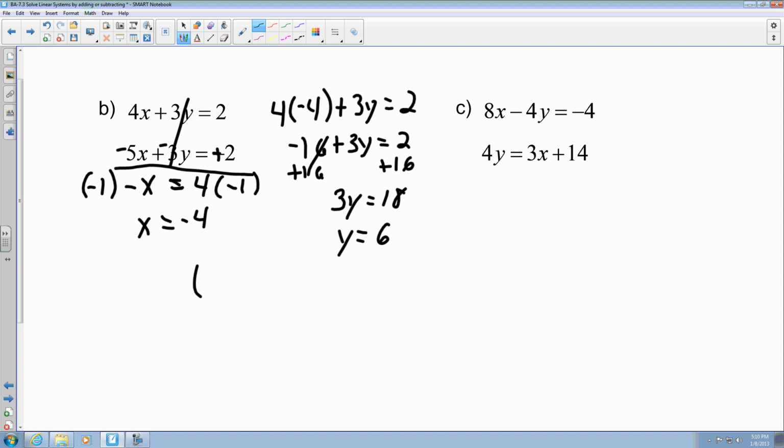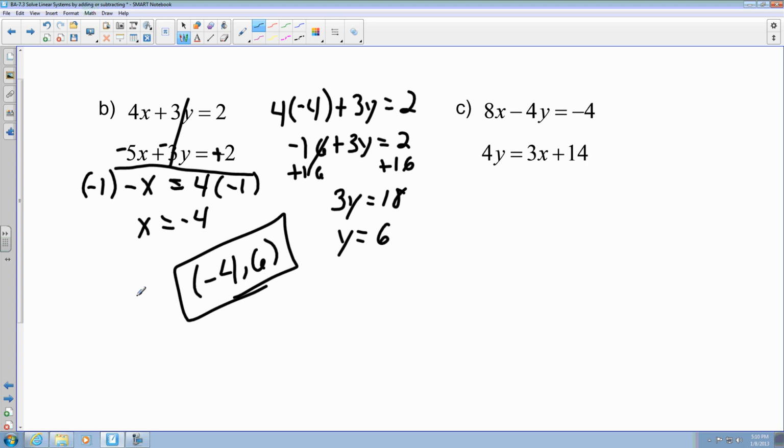So my ordered pair is negative 4, comma 6. And mainly what we're finding here, these are the coordinates. If you were to graph these systems, these are where the lines cross. This for example, B would cross at negative 4, comma 6. Let's take a look at C.